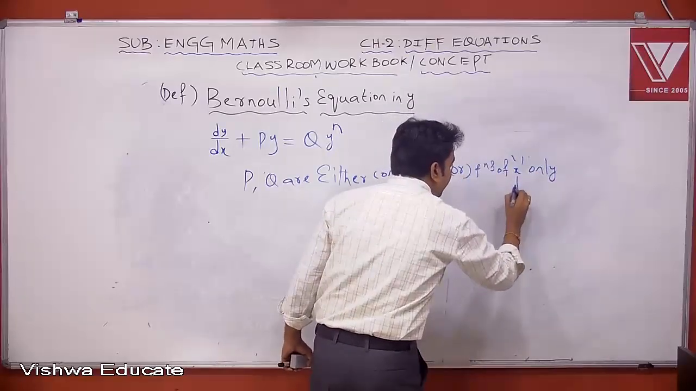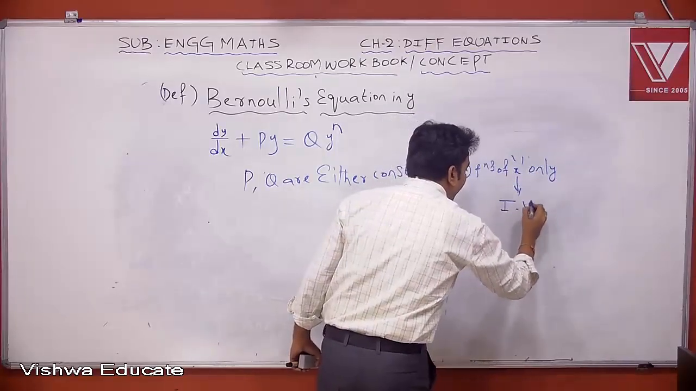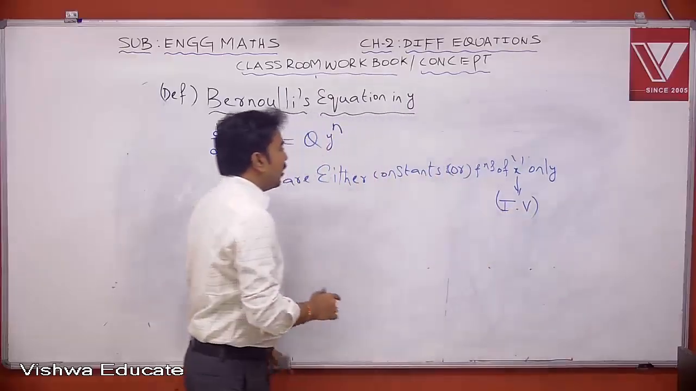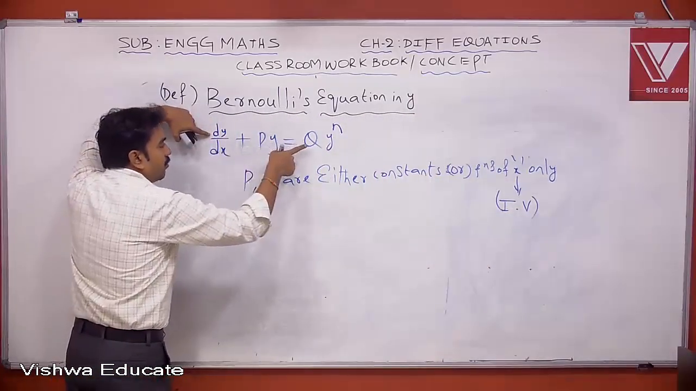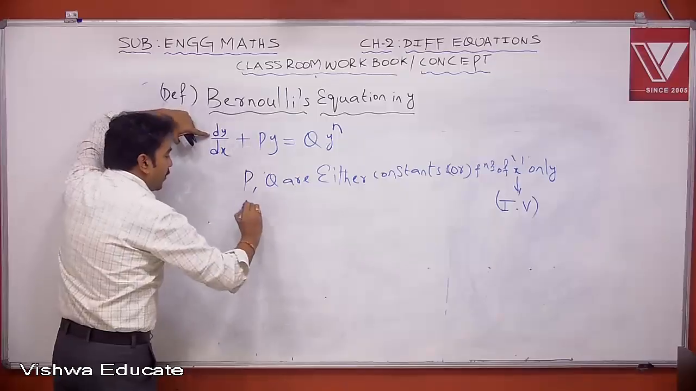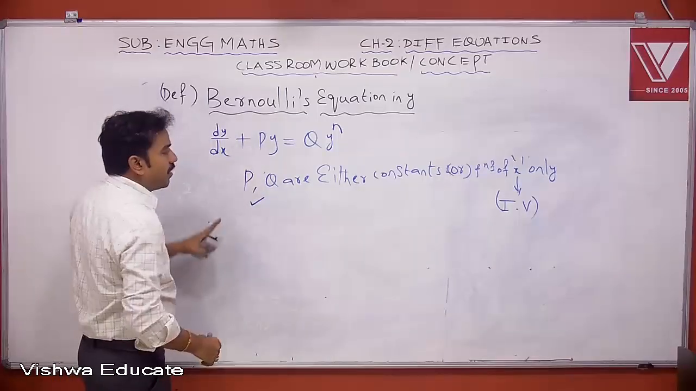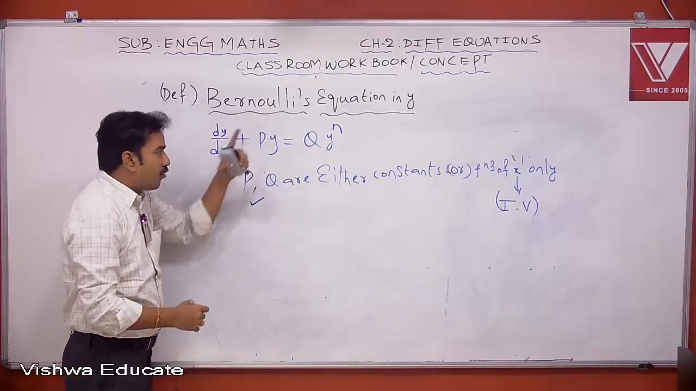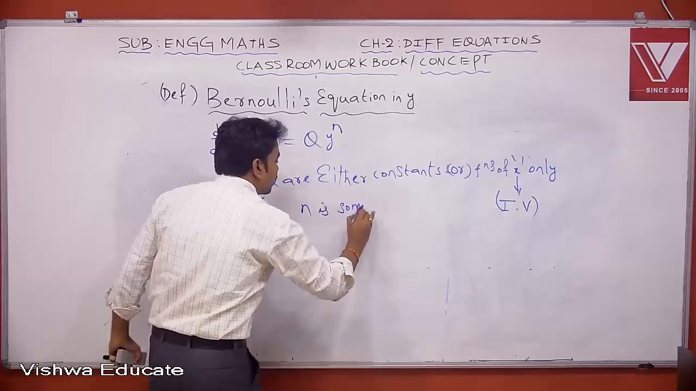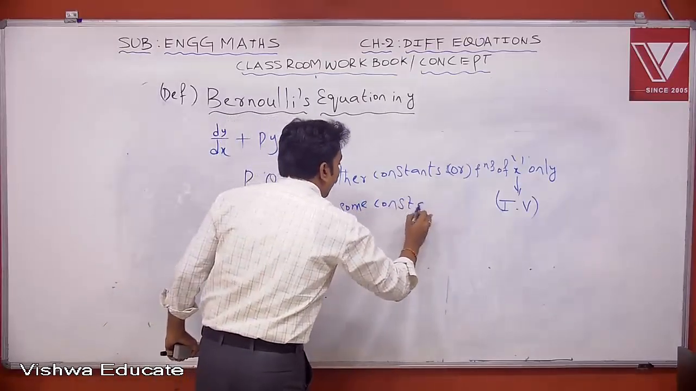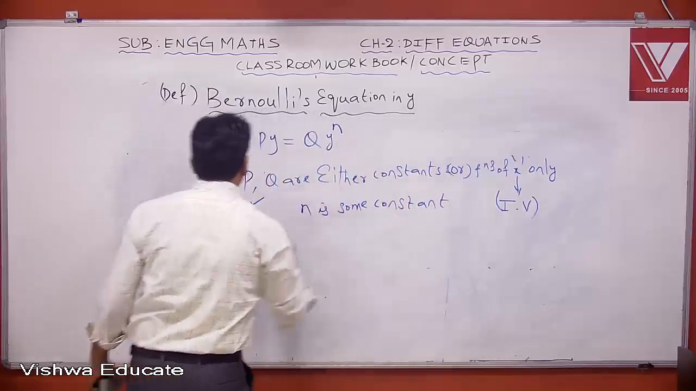Here what I mean to say is this x is nothing but the independent variable. Therefore whenever an equation looks like dy by dx plus py equal to q into y power n, where p comma q are either constants or functions of x only, and of course n is some constant, in that case this is called Bernoulli's equation in y.